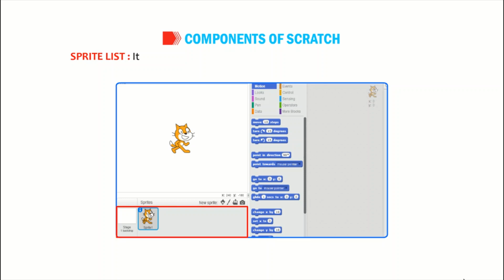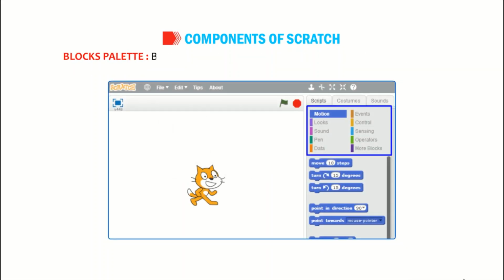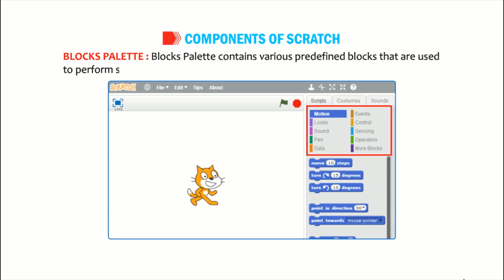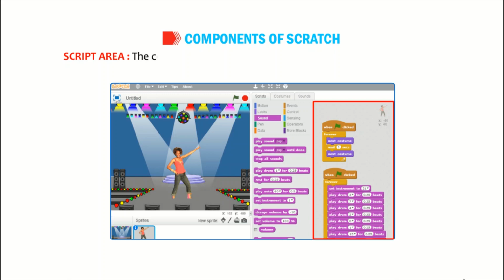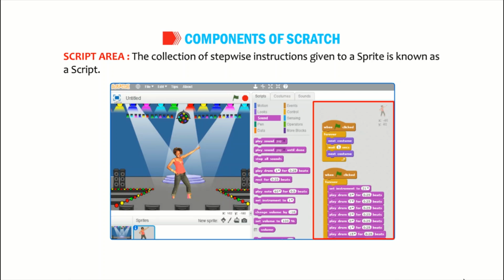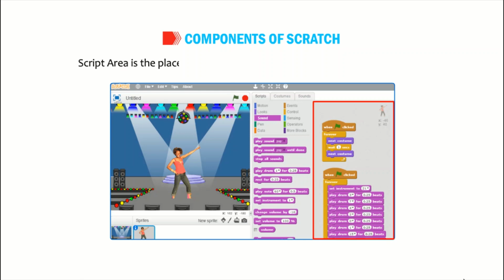Sprite list. It displays the thumbnails of all the sprites that we have selected below the stage. Blocks palette. Blocks palette contains various predefined blocks that are used to perform specific tasks. Script area. The collection of stepwise instructions given to a sprite is known as script. Script area is the place where we pick and drop the blocks to create a script.